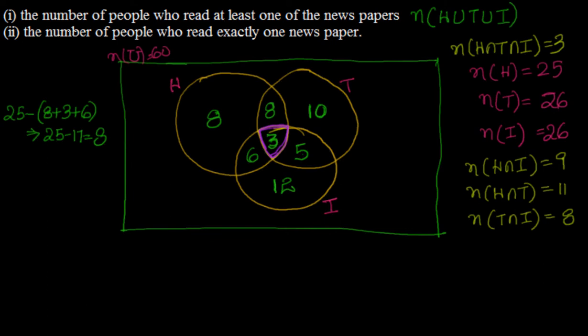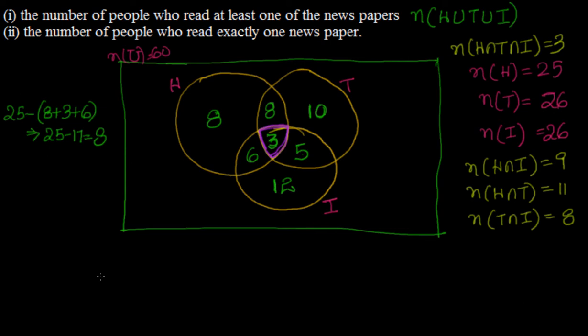What's the first thing we have been asked? Number of people who read at least one of the newspaper, that is nothing but H union T union I. I can simply add all these. You can apply the formula whatever we have learned in last session, that n of H union T union I is equal to n of H plus n of T plus n of I minus n of H intersection T minus n of T intersection I minus n of H intersection I plus n of H intersection T intersection I.